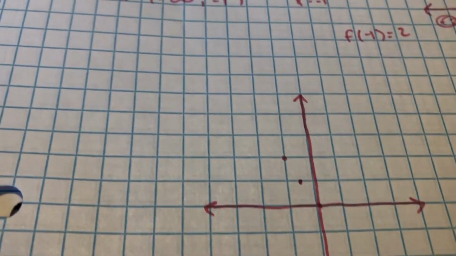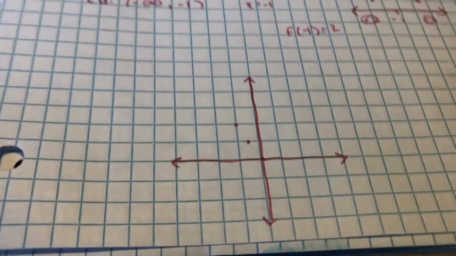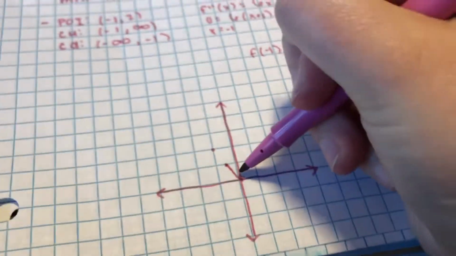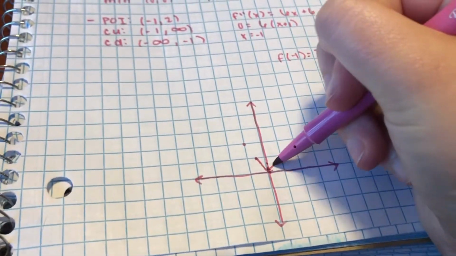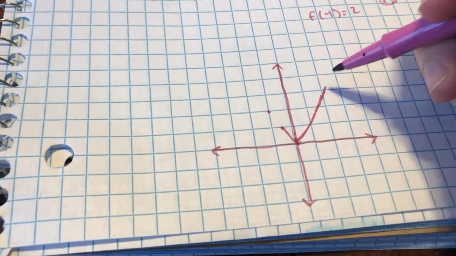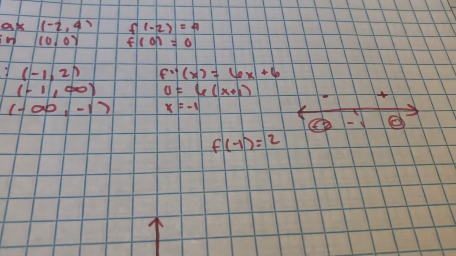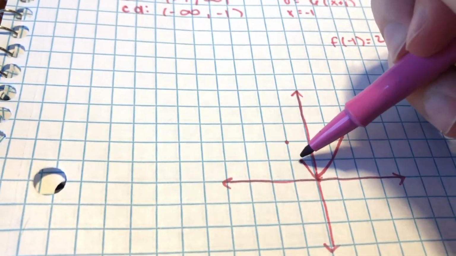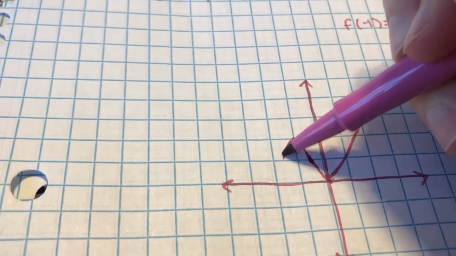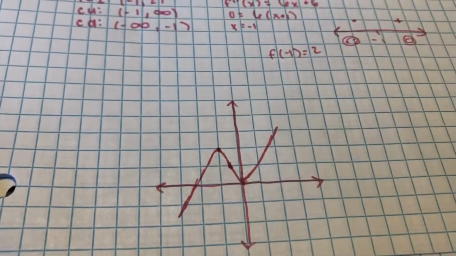So then we can look here and see that our graph is concave up from -1 to infinity. So we can connect our point of inflection with our minimum, and we can extend that out to positive infinity. From negative infinity to -1 is concave down. So we connect our point of inflection to our maximum, and then bring that down to negative infinity, so it's concave down, and that's our graph.